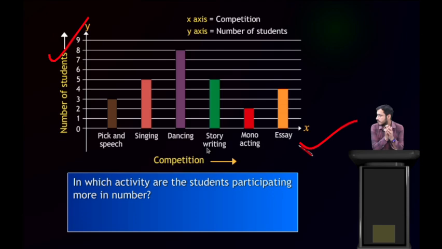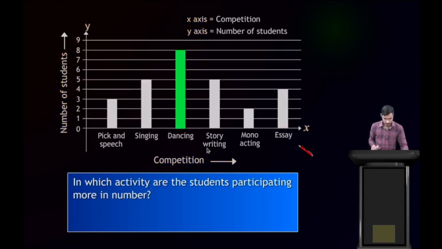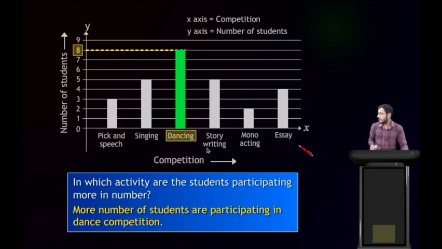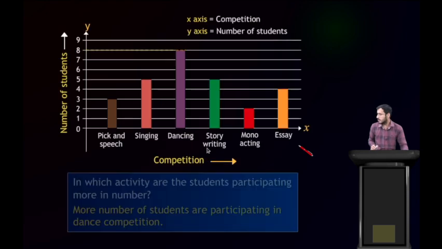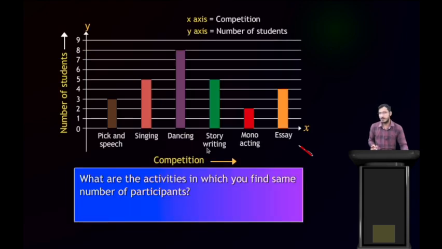Which activity are the students participating more in? You can see the dancing bar, its height is 8. So we can easily find out the answer here. Dancing has more participants, so the dancing activity. And how many? There are 8 students. More students are participating in the dance competition, 8 students participating in dancing.